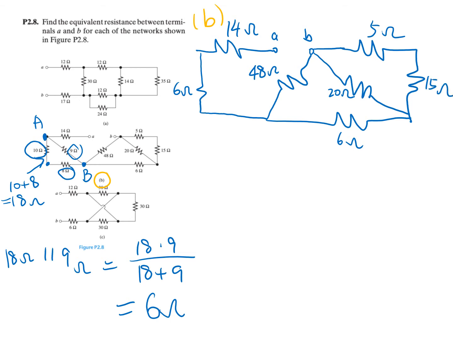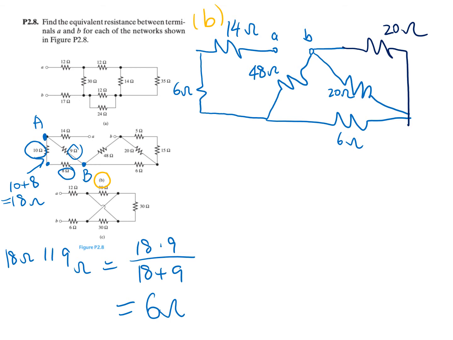Okay. Well, we can continue to simplify. Let's start from another point here. You have 5 ohm and 15 ohm. They are connected in series. So 5 plus 15, that's 20. So we can simplify this as a single 20 ohm resistor. It's going to be 20 ohm.